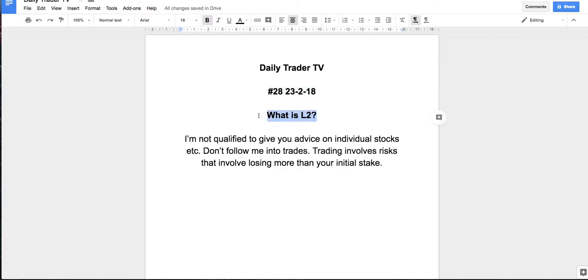Question today is, what is level 2? Don't forget the disclaimer, I tell you every day, you need to understand what you're doing. Don't ask me for advice on buying or selling individual stocks.